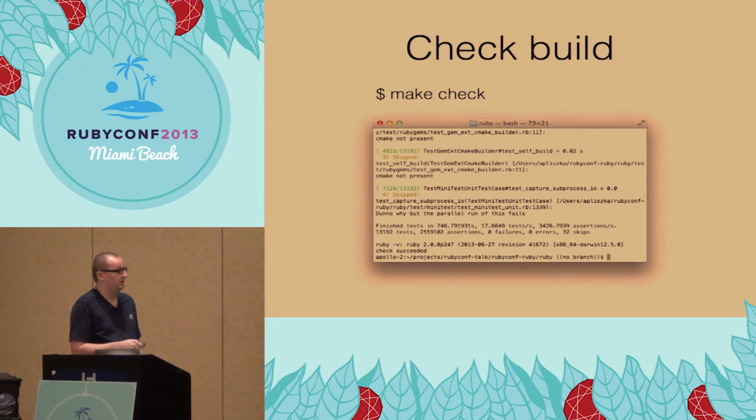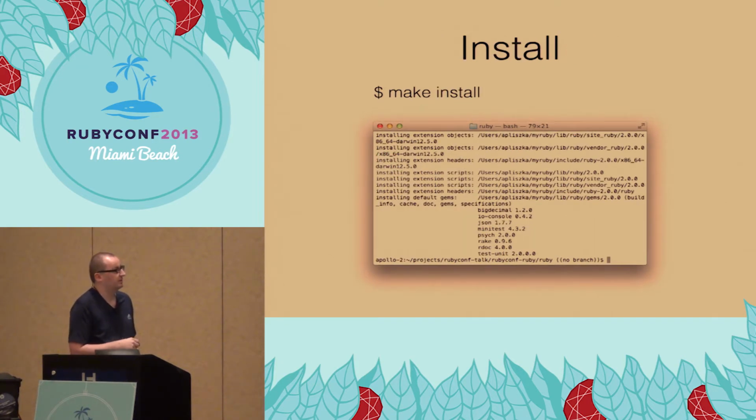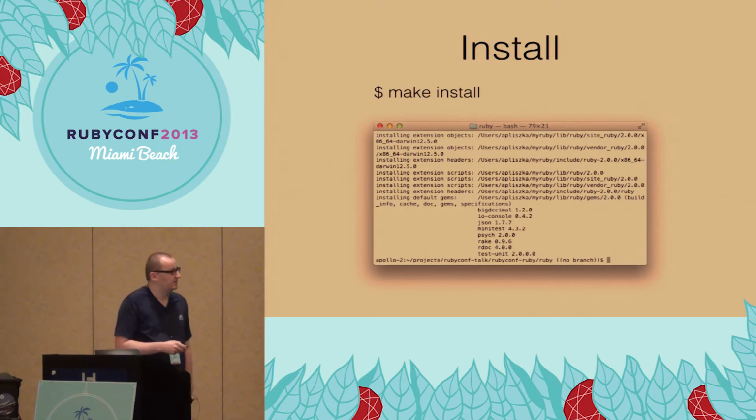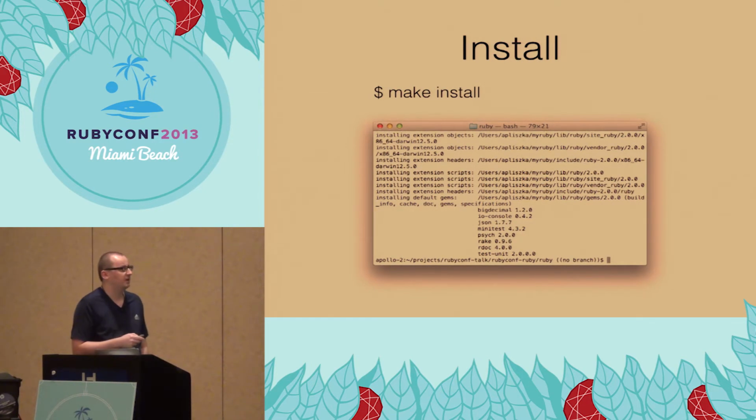Once you run the check and everything is green, well, you can install it. And you can install it by running make install. And you can see here that it actually installed in that my Ruby folder. So this will actually copy all the binaries and put them in the /my Ruby folder. So you always know that it's there. And it will install a couple of basic gems. And you are almost ready to use it.